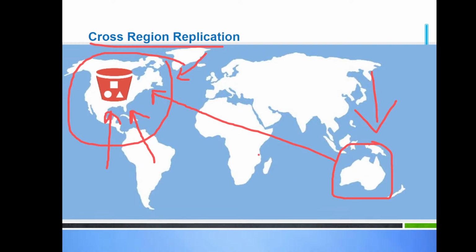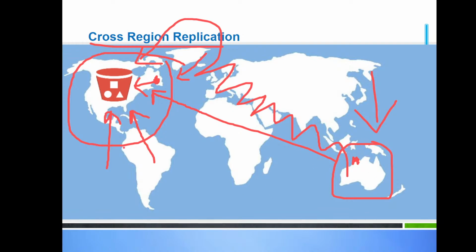Now imagine there is a customer in America versus a customer in Australia. The American customer will be able to get the file faster as compared to the customer in Australia. Why? Because he or she has to download that file over the internet through this bucket. And if you are downloading a file over a long distance, there is latency, there is a delay.